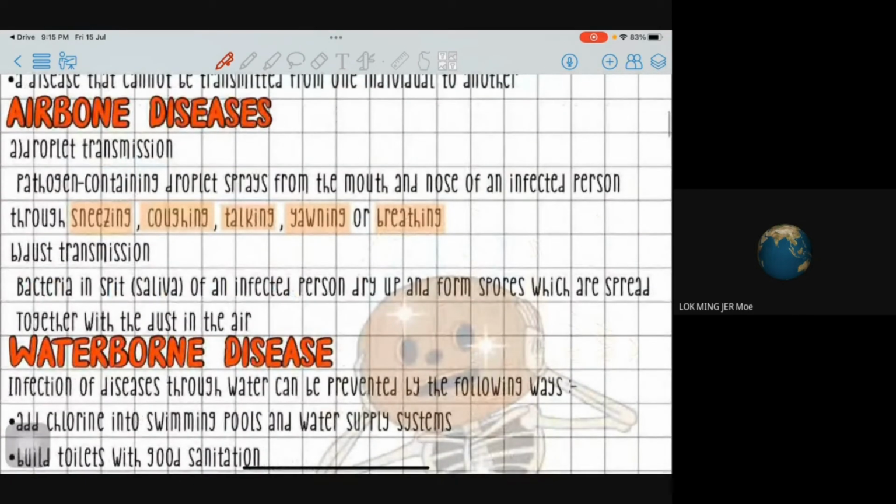Airborne disease is a disease that infects a person through sneezing, coughing, talking, yawning, and also breathing. So that is airborne. And then gas transmission, where spit or saliva of an infected person dries up and forms spores which are spread together with the dust in the air. So that's why the place where people who had COVID were, we need to sanitize.